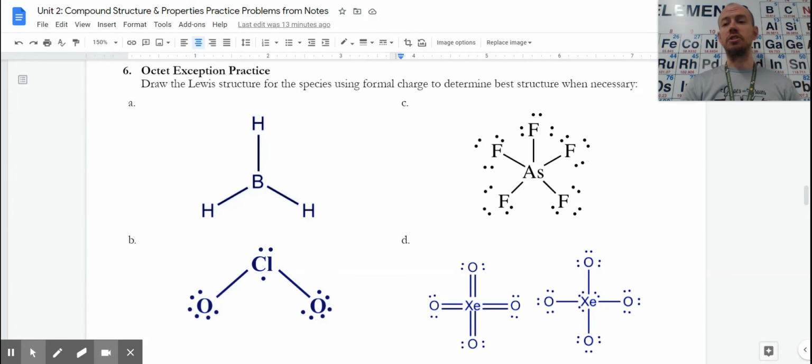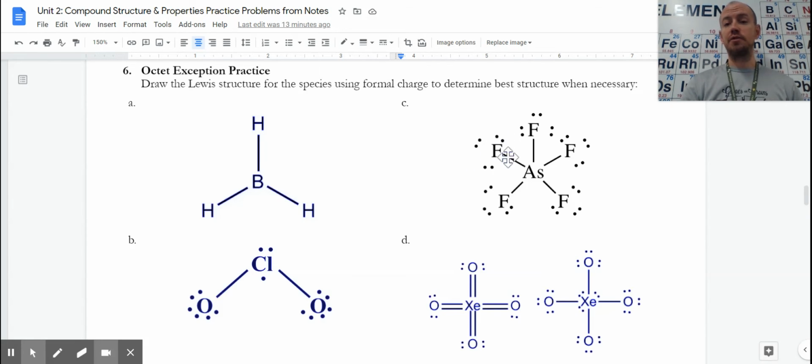Right here we have arsenic pentafluoride. Arsenic is in row 4 on the periodic table. That means it has 4 energy levels worth of electrons. As an atom, it is large enough that not only can it hold 8 electrons, it can hold more. So this is really the best and probably only structure that would make sense for this one.